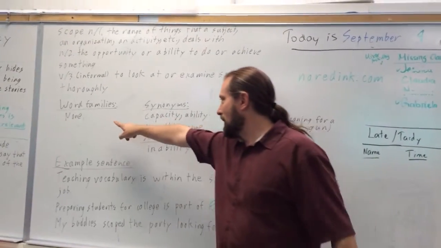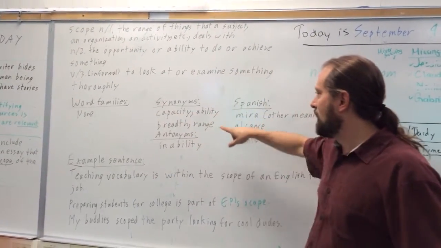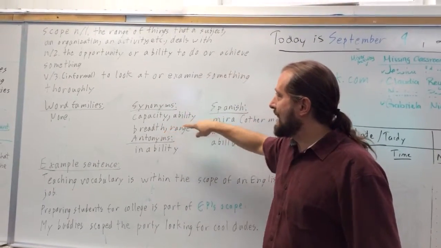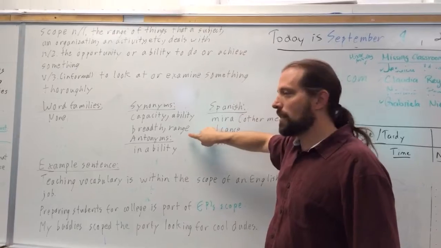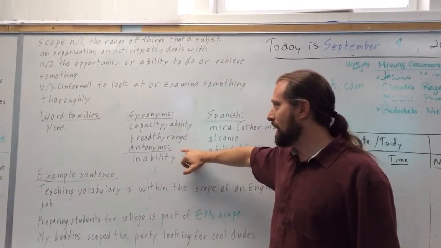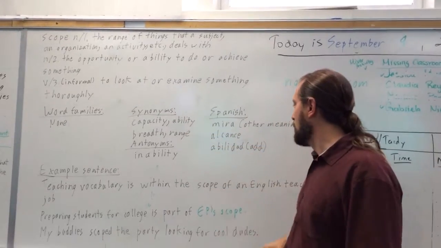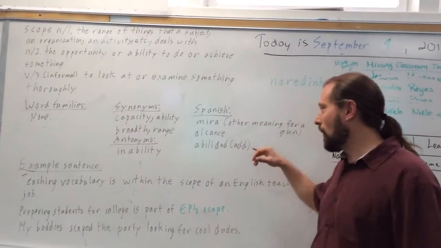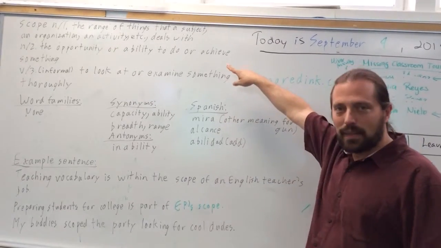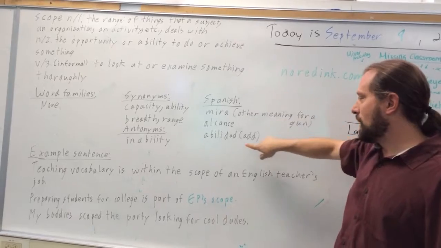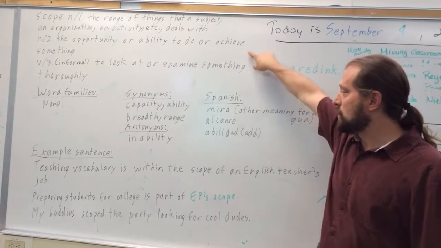No word families today. Synonyms: capacity, ability would be like number two. Breadth or range would be like number one. Range is another way to say what's included. Antonym, opposite, would be inability, the opposite of ability. And then for Spanish, with the meanings that we discussed here, we could say alcance is like the range. And then we can add habilidad for number two.